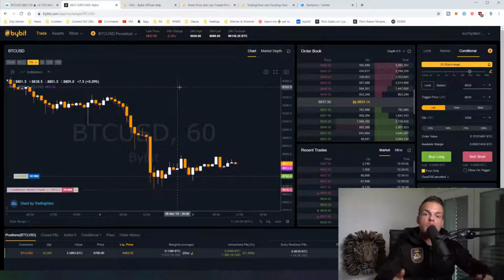Number 2. Shorts and longs, and also leverage. What does that mean? Quite simple. To long the price of Bitcoin is to bet on the price of Bitcoin to go up. To short the price of Bitcoin means betting that the price of Bitcoin is going to go down.